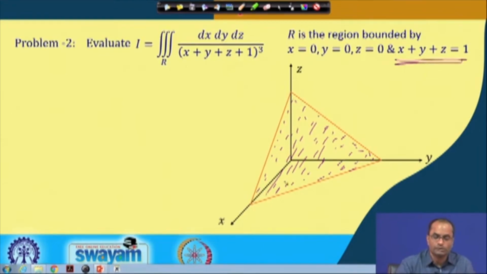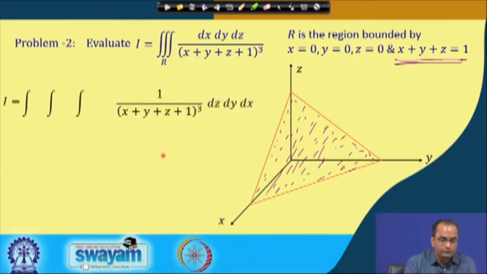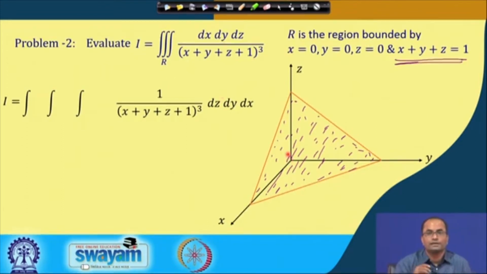The R is bounded by these planes. So, putting the limits now, we have the integrand 1 over (x plus y plus z plus 1) to the power 3. Let us fix first with respect to z, then with respect to y, and then with respect to x. We can change the order also, and accordingly the limits will change. So, with respect to z now, we have the x axis and the y axis and then the z axis, and there is a plane here, x plus y plus z is equal to 1.